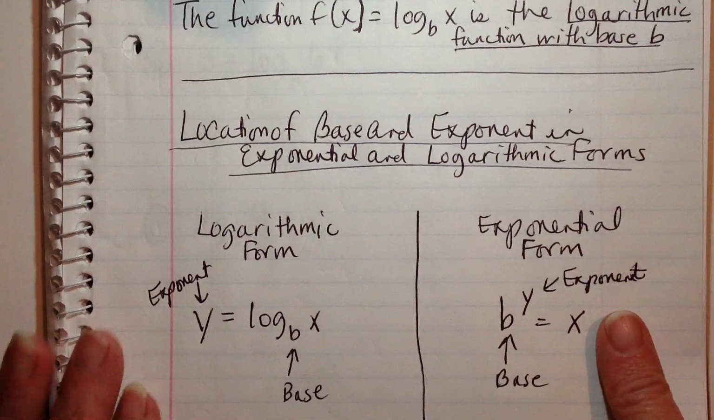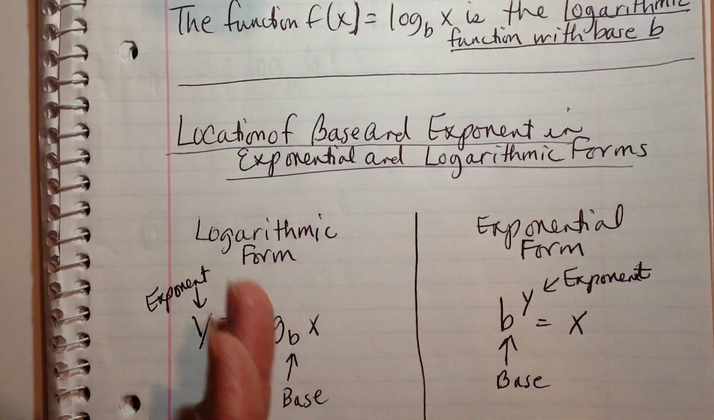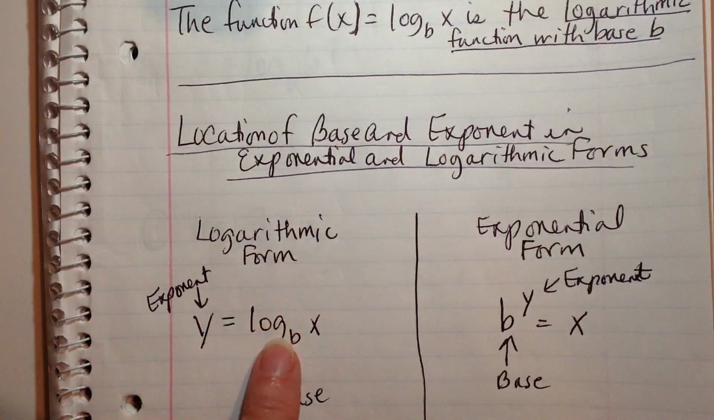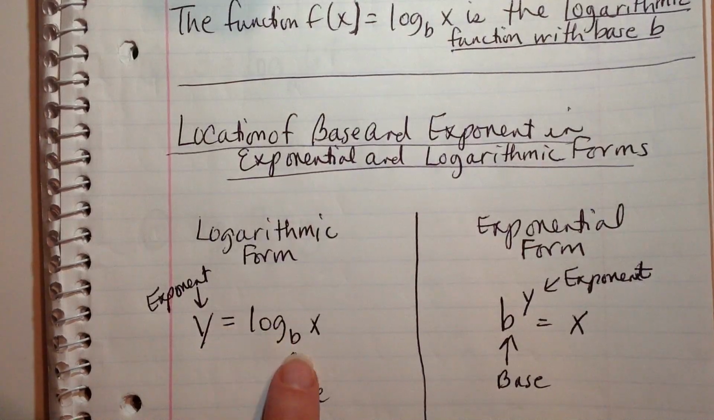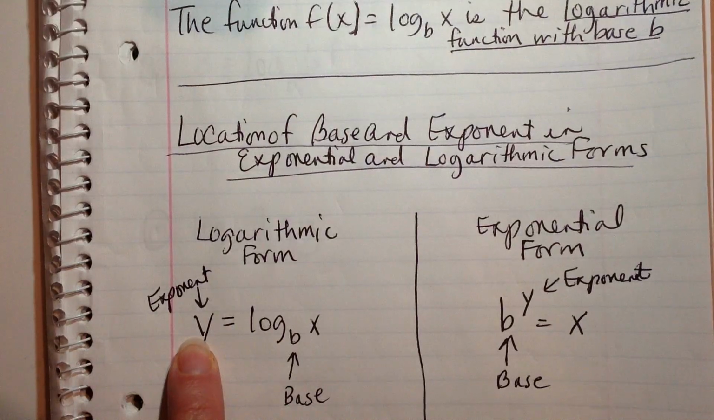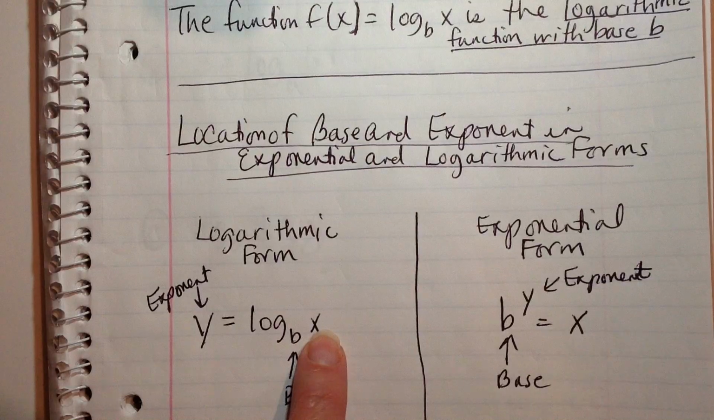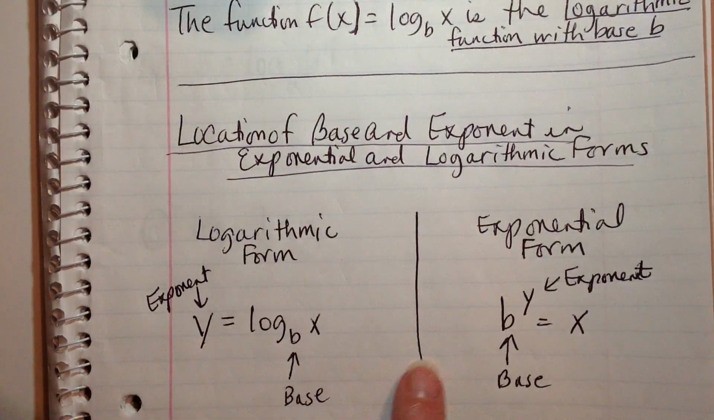The location of base and exponent in exponential and logarithmic functions. I've kind of separated my page into two sides. This is the logarithmic side. You know you're in logarithmic form when you see the word log. This is y equals log base b of x. y is your exponent. So when I ask you for the log base b of x, what is it equal to? I'm asking you for the exponent.